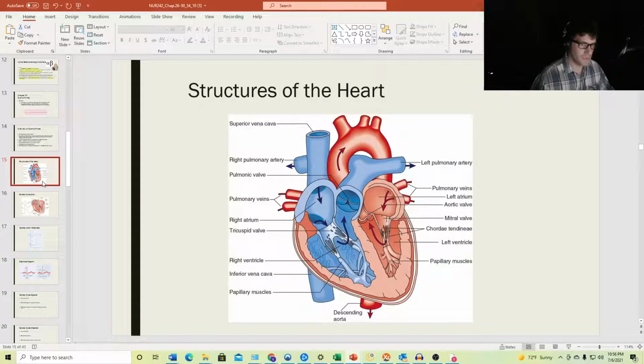Alright, so this slide is from the pathophysiology slides. This is just structure of the heart. So you have right atria, right ventricle, that basically blood comes in from the vena cava, goes to the atria, goes to the ventricle, gets pumped out through the pulmonary artery, gets to the lungs, it's oxygenated, comes back in through the pulmonary veins into the left atria, down into the left ventricle, and then is pushed out through the aorta to the body. So that's pretty simple.